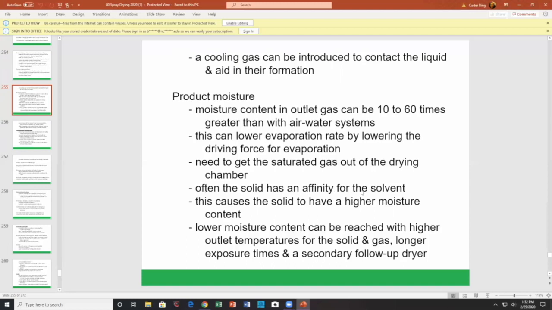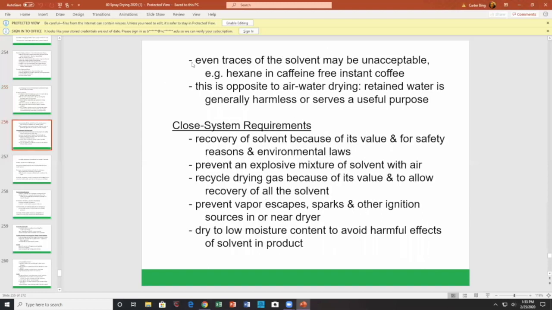Often the solids have an affinity for the solvent. This causes the solid to have a higher moisture content. Lower moisture contents could be reached with higher outlet temperatures for the gas or for the solid and gas. Longer exposure times and secondary follow-up dryer. Even traces of solvent may be unacceptable. I mean, can you imagine getting instant coffee with tastes of hexane in it? I don't even know if hexane is permitted anymore. Must be something else they're using.